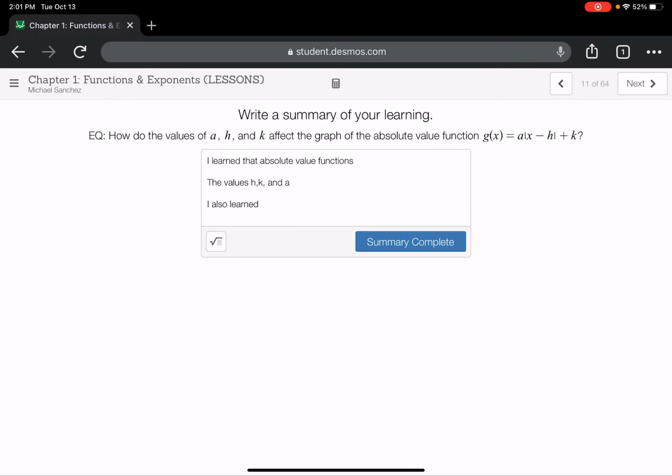That is the end of our lesson. You should have learned about absolute value functions and how to graph them and how to write them, as well as finding out what the values of h, k, and a do to the graph.